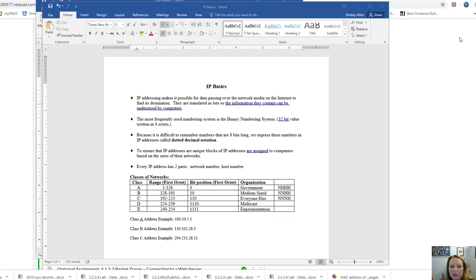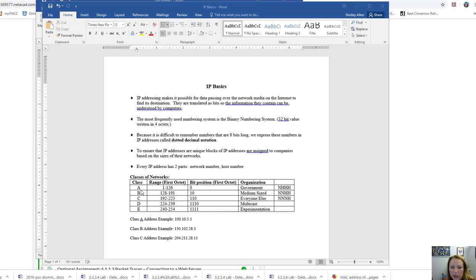Now, your IP addresses are written in a series of numbers. So you see the different numbers here. Each computer has a unique IP address. And they're written in what we call dotted decimal notation. So this is an example down here. And you see where I have different classes of addresses. So notice my chart here.